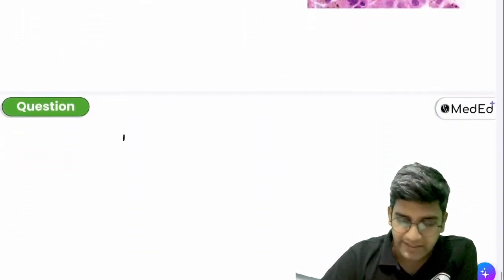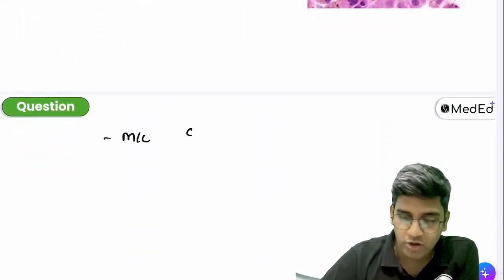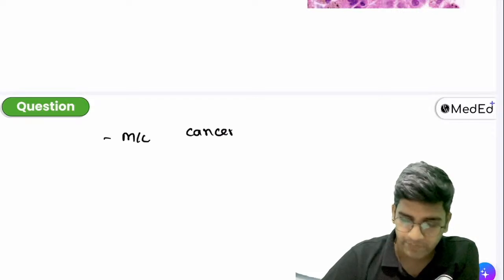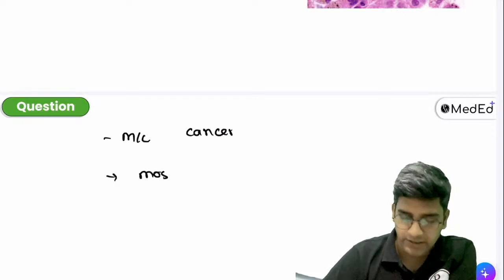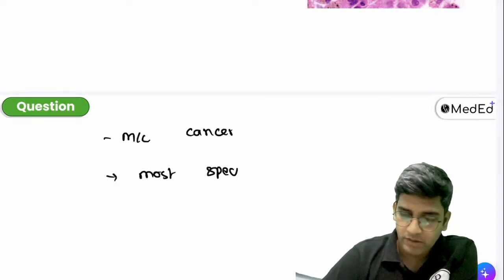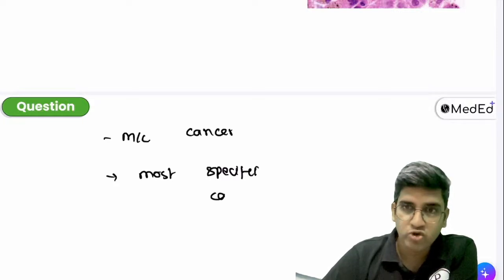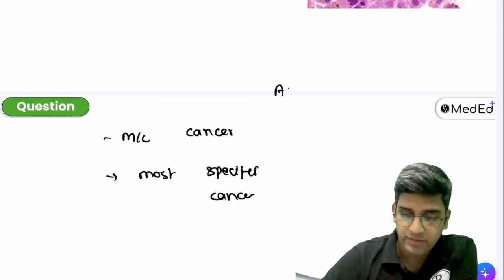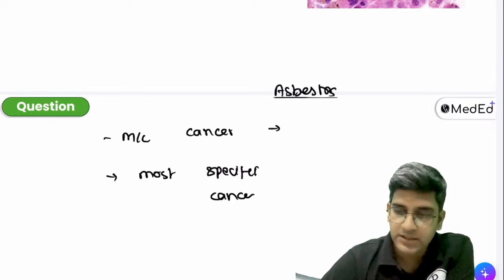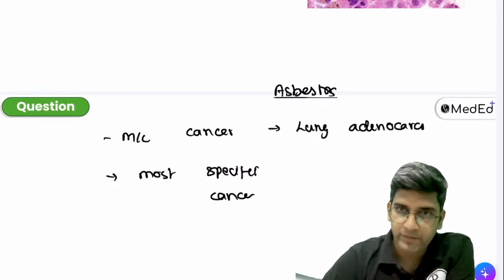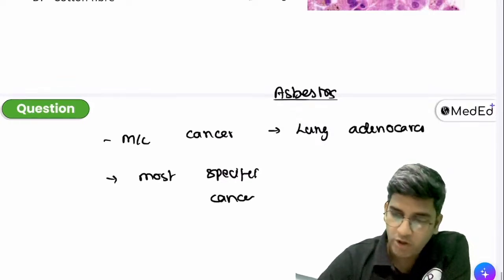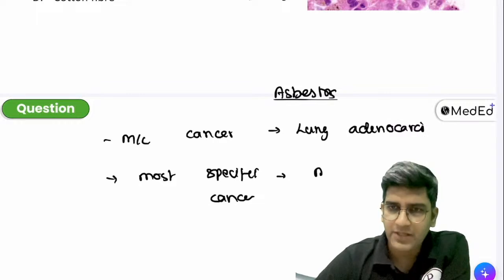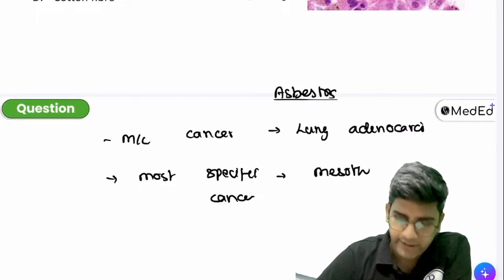This has been repeatedly told to most of you. What's the most common cancer related to asbestos, and the most specific cancer? What's the most common carcinoma related to asbestos? It is lung adenocarcinoma. Okay, adenocarcinoma is more common, and obviously mesothelioma is very, very specific, right?